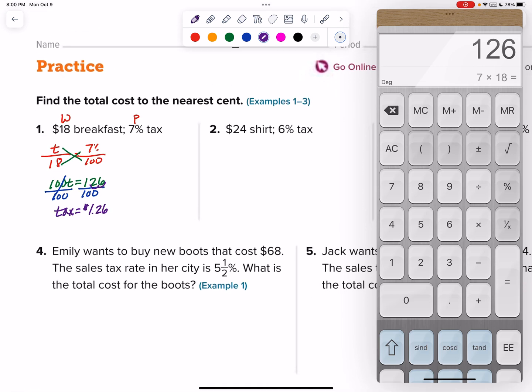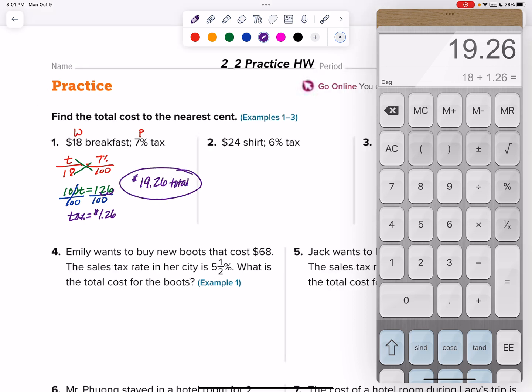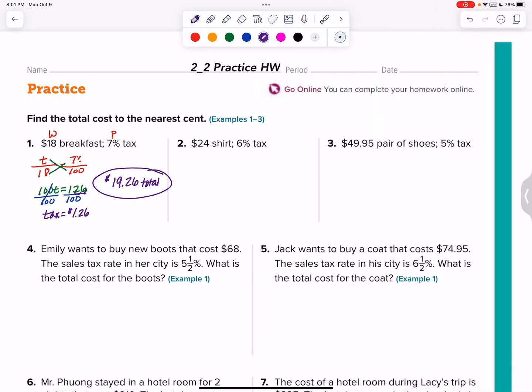So we're going to go ahead and do our $18 plus our tax of $1.26, and that equals $19.26. And make sure you put total and circle your answer. Okay, let's go ahead and do one more of those with number 2, and then we'll move down into the word problems.